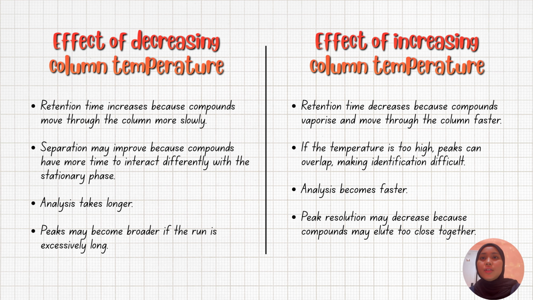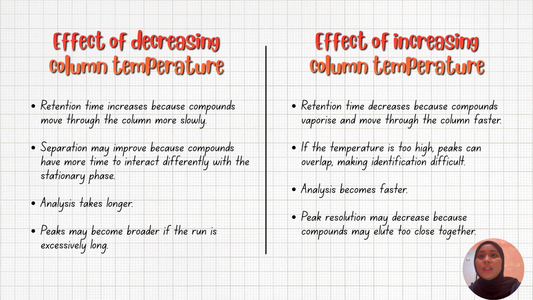This experiment also investigates the effect of temperature on gas chromatography. At 70 degrees Celsius, the peaks appear at longer retention time because the compounds move more slowly through the column. However, the separation between the peaks was very good. When the temperature was increased to 100 degrees Celsius, both compounds eluted faster and the retention time decreased while the separation remained acceptable. At 140 degrees Celsius, the peaks appear much earlier and become closer together. This indicates that the resolution decreased.